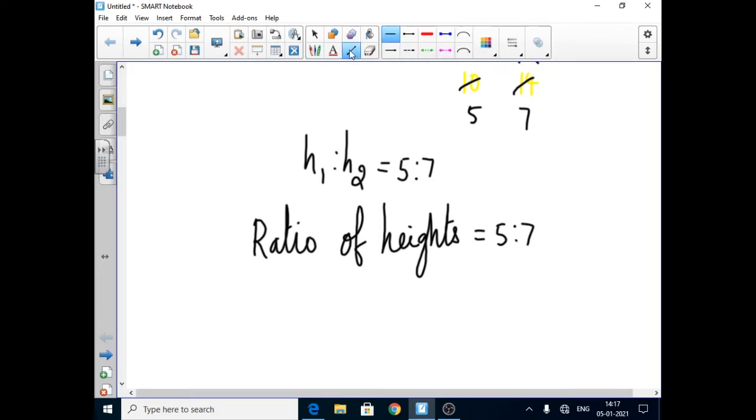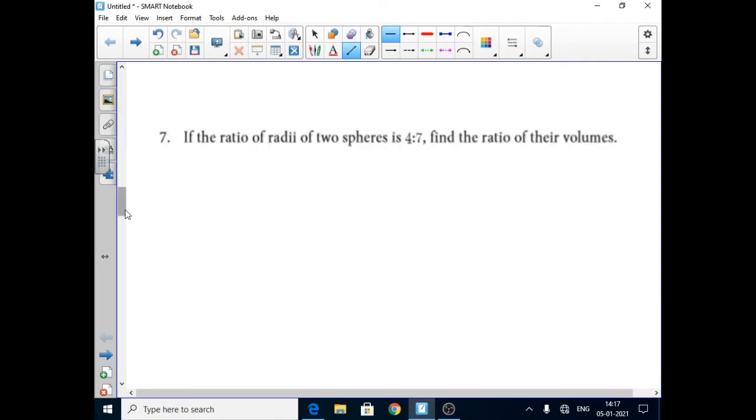Okay, next. Come to the problem number 7. If the ratio of radii of two spheres is 4:7, find the ratio of their volumes. For this, the ratio model is the same concept as in the previous problem. First we should know what they have given: ratio of radii of two spheres. So here they have given the sphere model problem. Okay, so what they have asked is the ratio of their volume.